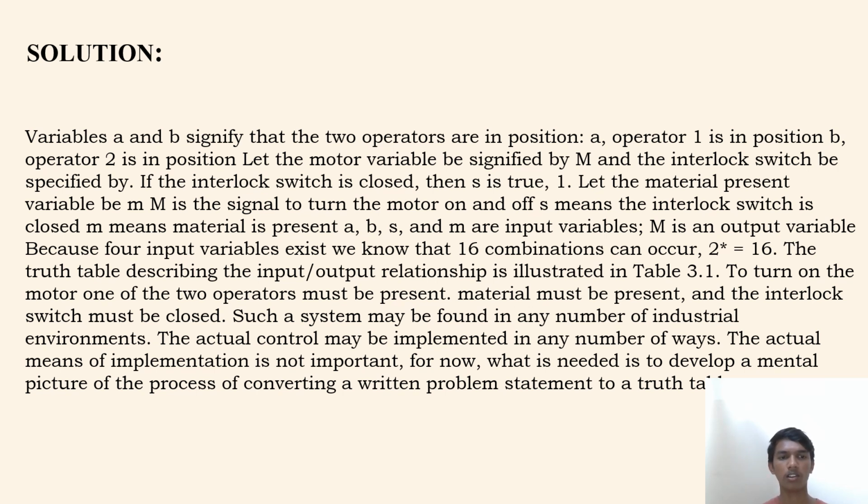To turn on the motor, one of the two operators must be present, material must be present, and the interlock switch must be closed. Such a system may be found in any number of industrial environments. The actual control may be implemented in any number of ways. The actual means of implementation is not important. For now, what is needed is a developmental picture of the process of converting a written problem statement to a truth table.